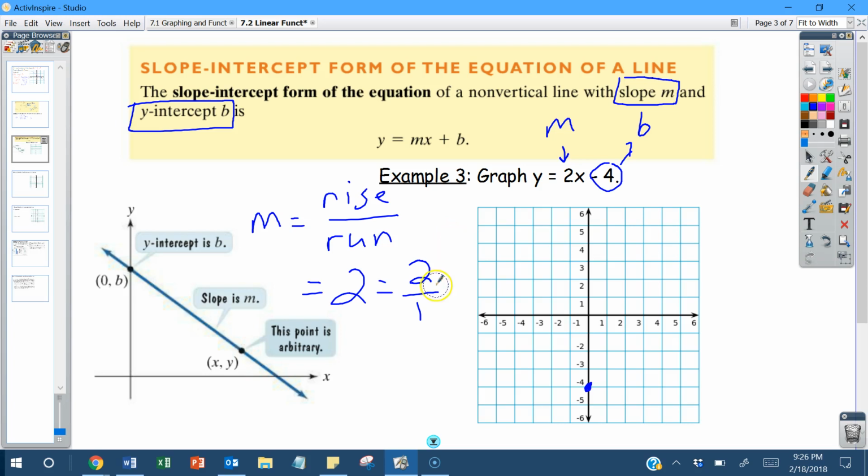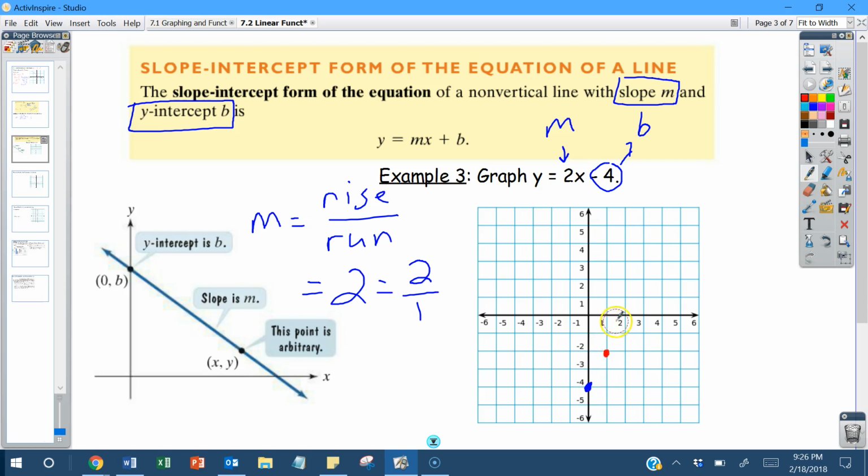It's a really cool thing. So this is how I'm going to graph this function. I'm going to start at the y-intercept because I know that's on the line. I know it. That's right there. And then my slope tells me I can go up 2, rise 2, and then go to the right 1. Go up 2 and to the right 1, and that point's on the line.